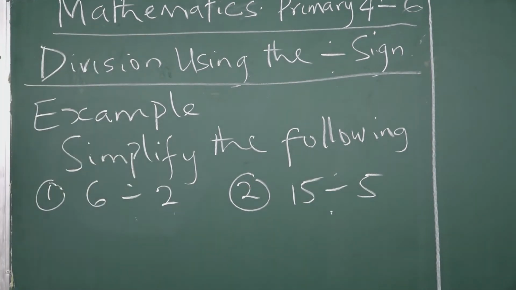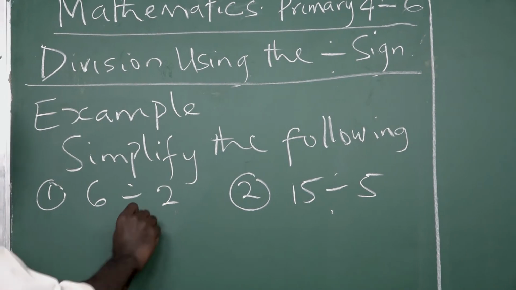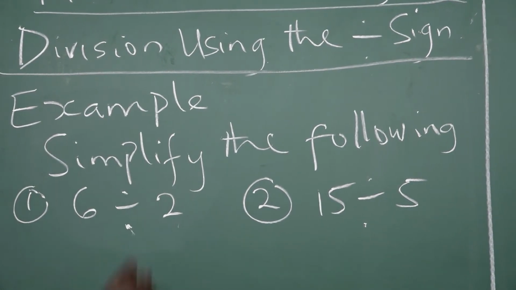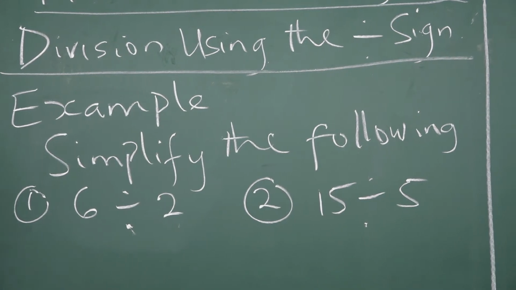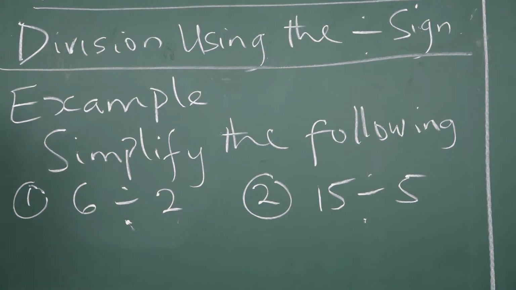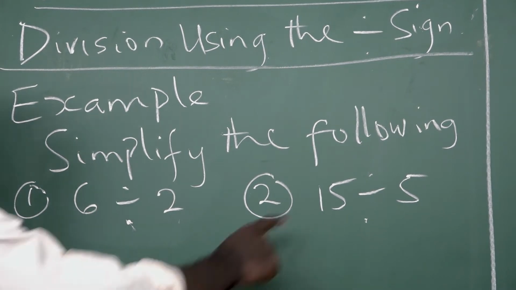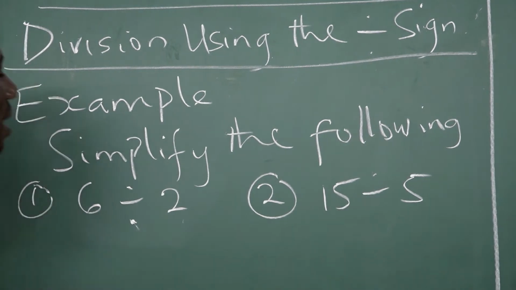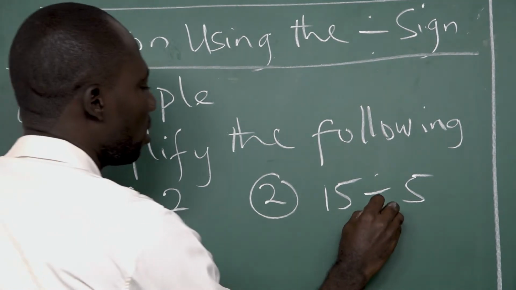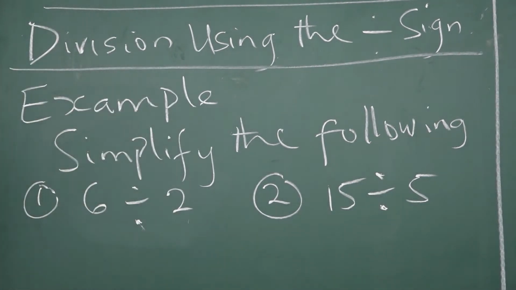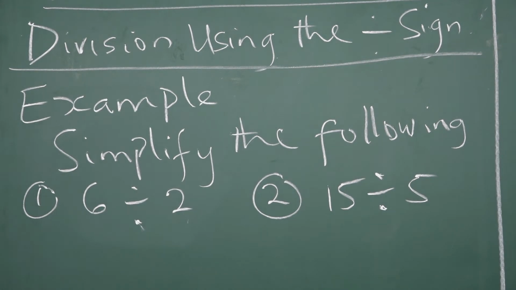So the first question is 6 divided by 2. We want to see 6 divided by 2. What does this mean? It means how many times is 2 contained in 6. And we also find out 15 divided by 5. How many times is 5 contained in 15? So we'll be finding that out now.